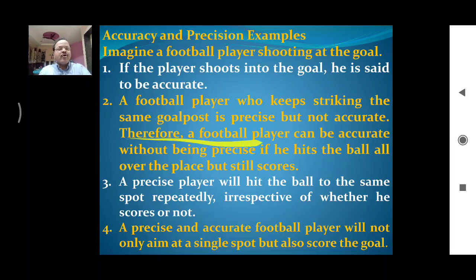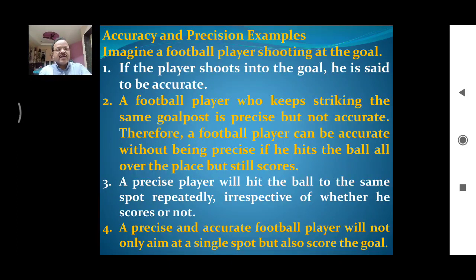Therefore, a football player can be accurate without being precise if he hits the ball all over the place but still scores. Such a football player will be considered accurate because he is scoring the goal, but he is not precise.